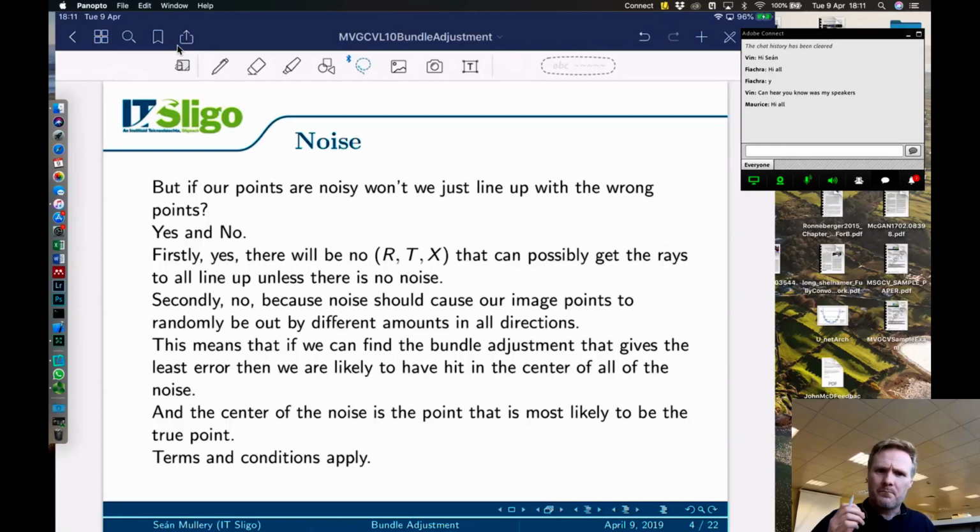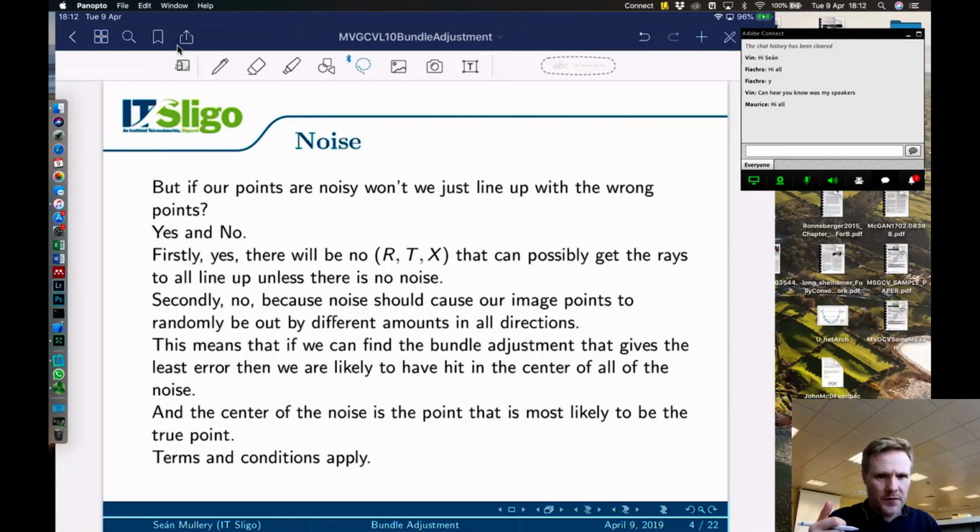There will be no rotation, translation, and points that we can pick that can possibly get the rays to all line up unless there is no noise. Okay, so in the presence of noise, there is no rotation, translation, and points that we can pick that will perfectly line them up with all of the noisy points. That may sound like a bad thing, but actually it turns out it can be quite a good thing.